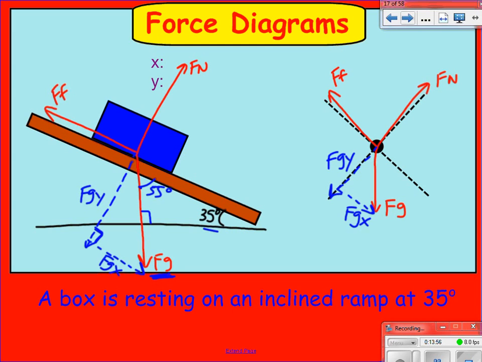Now, when I drew in my force gravity y, I made another right triangle right here. So right triangles are 90 degrees, and if of that 90 degrees, 55 of it is right here, then that means 35, the remaining, must be right there.